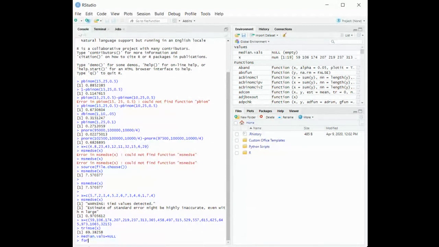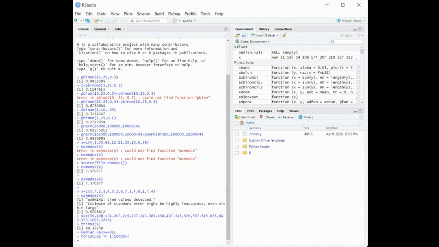for, remember no spaces, study in 1 to, it's telling us, what is it, 10,000? 10,000 studies. So close parentheses, and I'm guessing it's leading one of those. I'm literally just following exactly how it says in the book. Okay, so now it says X. This is the first time I'm doing it, so I'm doing it with you guys.